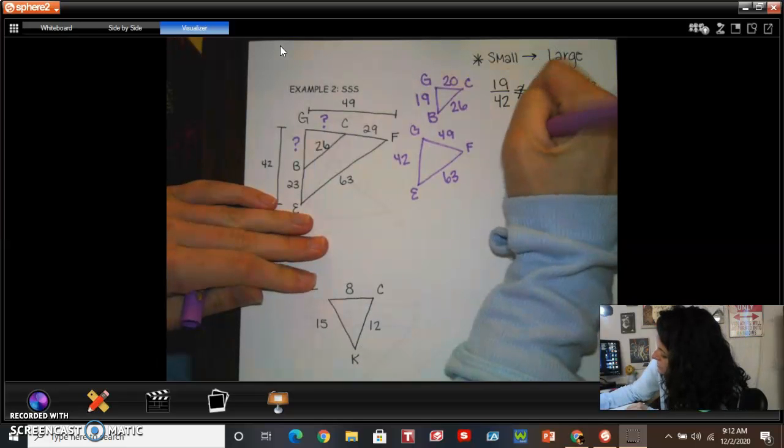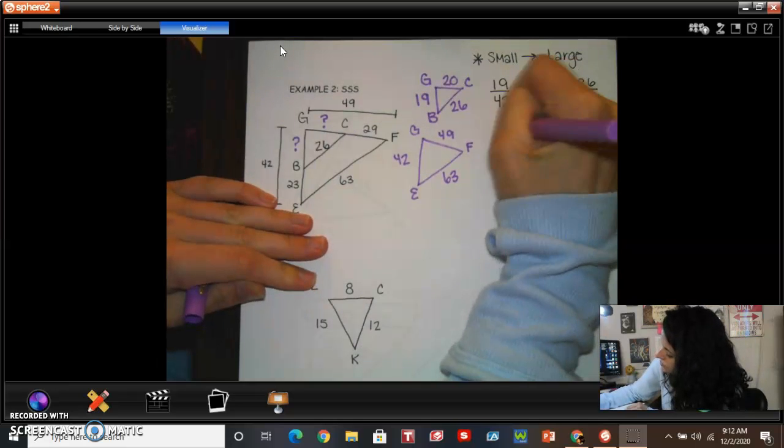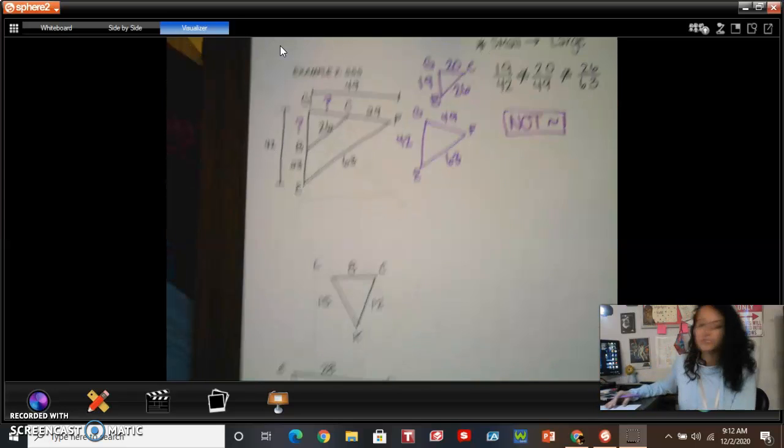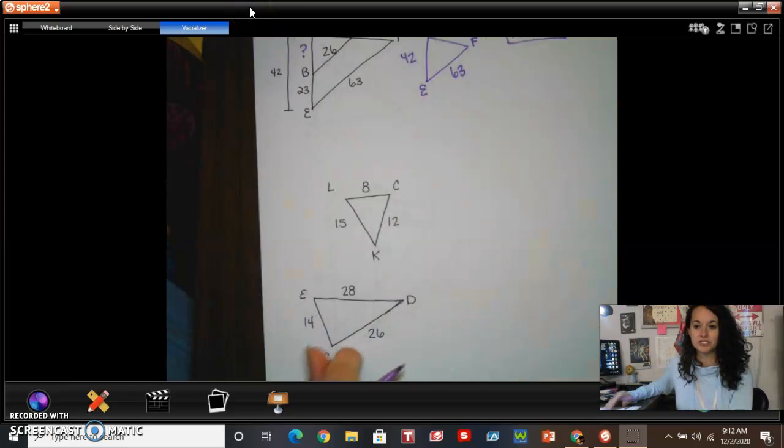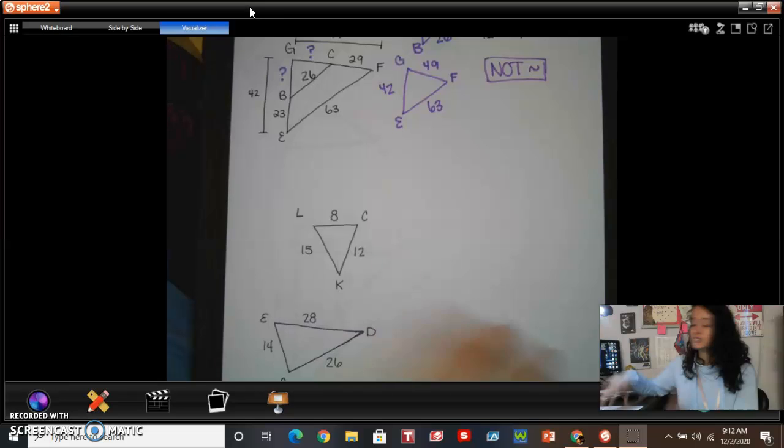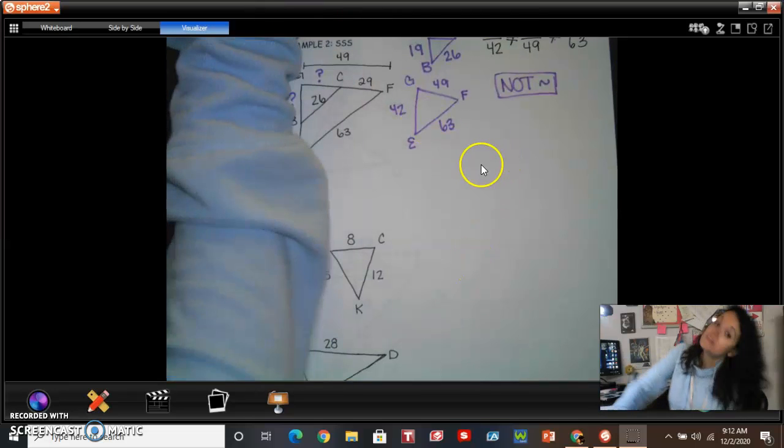Okay, so in part 2 of your notes video, I'm going to be picking up here on this bottom example that we're going to do, and continue on with side angle side. So, see you in a little bit.